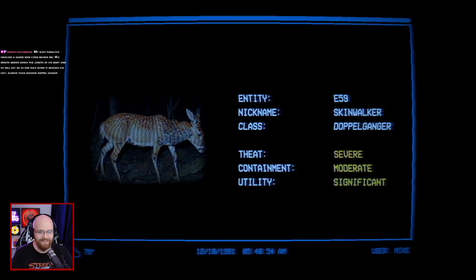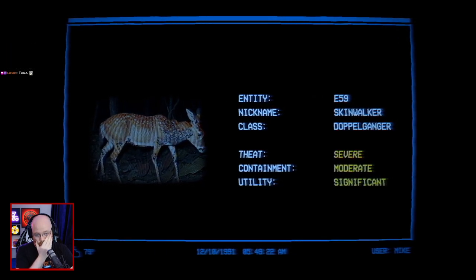Entity, E-59. Nickname, Skinwalker. Class, Doppelganger. Threat, Severe. Containment, Moderate. Utility, Significant. Skinwalkers are ancient shapeshifters, usually taking the form of animals and uncommonly humans, stealing their skin in the process. Skinwalkers are incredibly violent and when killed leave behind nothing but their body vector. Skinwalkers have a hard time replicating the natural movements of creatures they take control of.